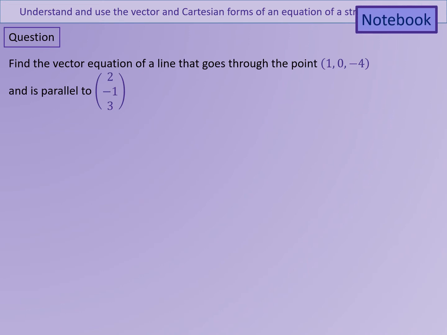Here's an example in 3 dimensions. We want to find the vector equation of a line that goes through the point (1, 0, -4) and is parallel to the vector (2, -1, 3). So for this, we can use the vector equation of the line. In this case, r, a and b are all 3-dimensional vectors.